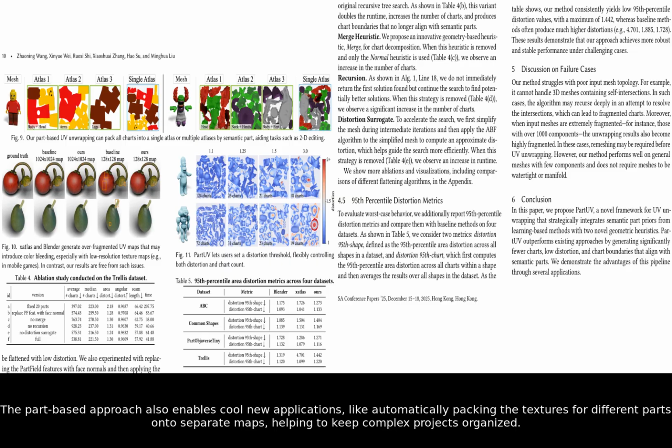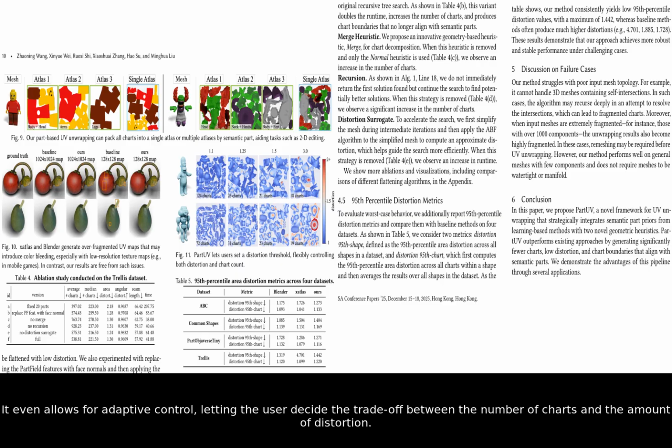The part-based approach also enables cool new applications, like automatically packing the textures for different parts onto separate maps, helping to keep complex projects organized. It even allows for adaptive control, letting the user decide the trade-off between the number of charts and the amount of distortion.